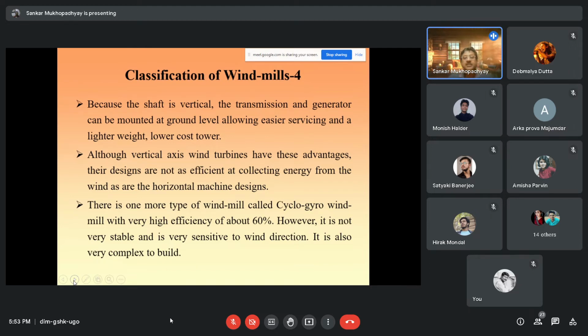Although vertical axis wind turbines have these advantages, their designs are not as efficient at collecting energy from the wind as the horizontal machine designs. There is one more type of windmill called the Sigiro windmill, which is very complicated, so we are not discussing it.